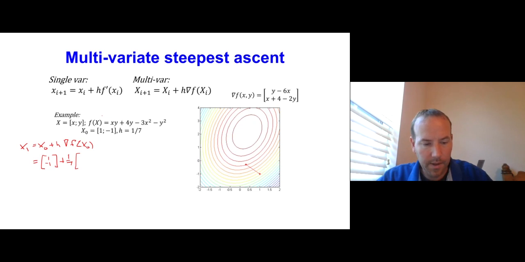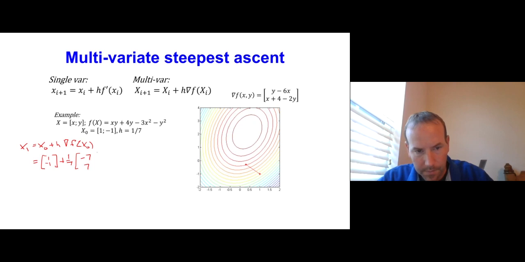And when we take the gradient of f, with respect to x and then y, and then plug that in, we should get negative 7 and 7. Which takes us to 0. Okay?